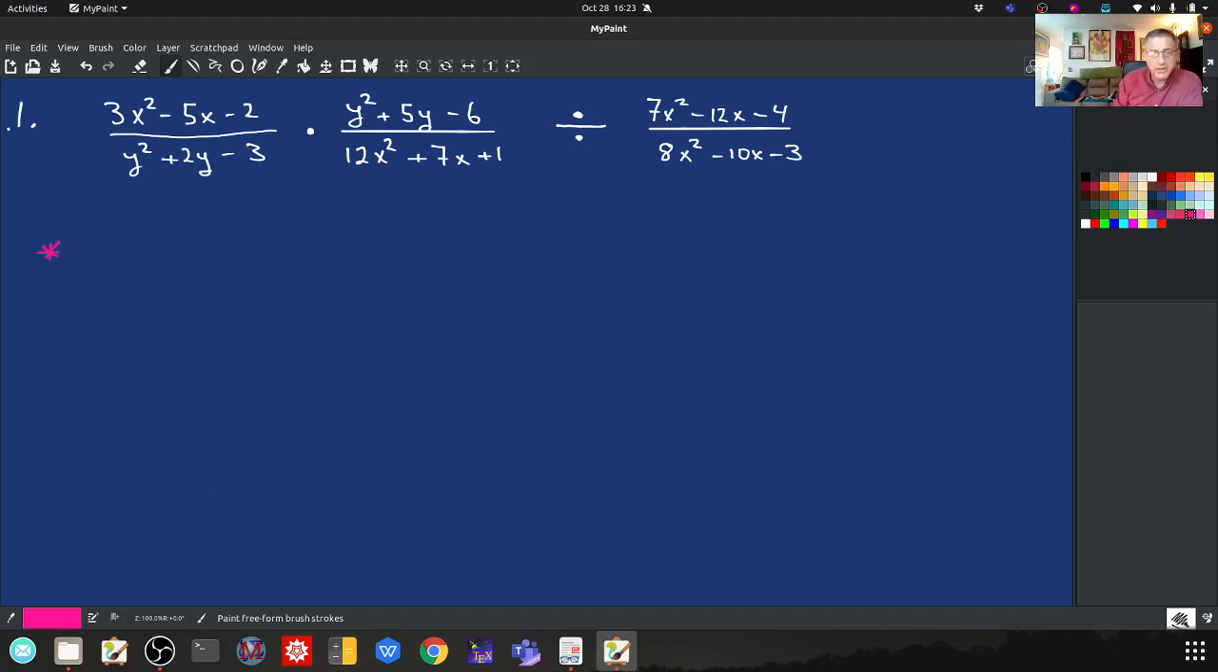So the first problem we're going to do is we're going to multiply. We've got a rational expression times another rational expression divided by a third rational expression. So the first thing I will tell you to do is the following, and this is going to be a really important part. You have to factor all numerators and denominators.